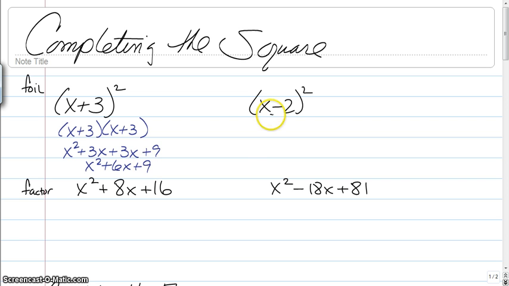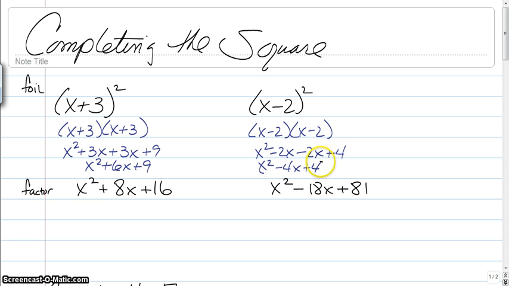Okay? Same with this. This is x minus 2 times x minus 2. That's going to give us x squared minus 2x minus 2x plus 4, which is going to give us x squared minus 4x plus 4. See how half of this squared is 4? That's the little secret. So, this stuff right here, this is factoring.